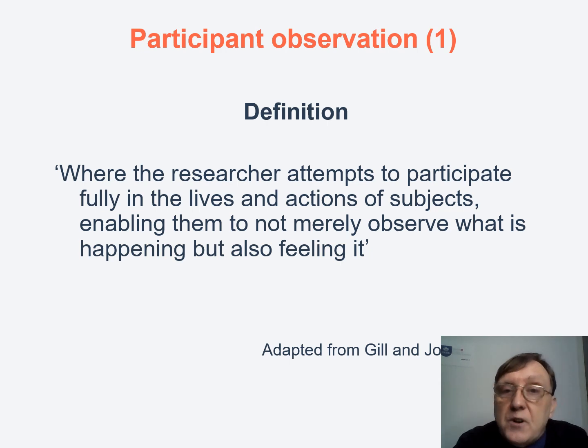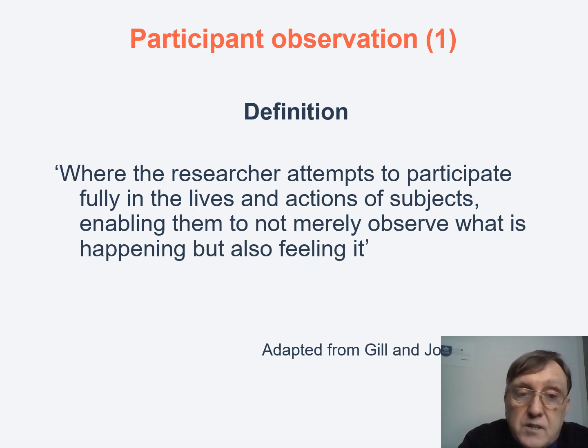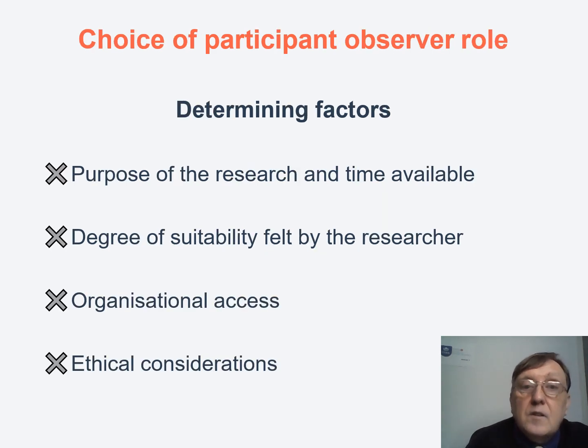So the definition of participant observation is where the researcher attempts to participate fully in the lives and actions of subjects, enabling them not merely to observe what is happening, but also to feel it. So the choice of the participant observer's role. The determining factors are the purpose of the research and the time available, the degree of suitability felt by the researcher, organizational access, the access that the organization you're working with will give you, and of course, ethical considerations.